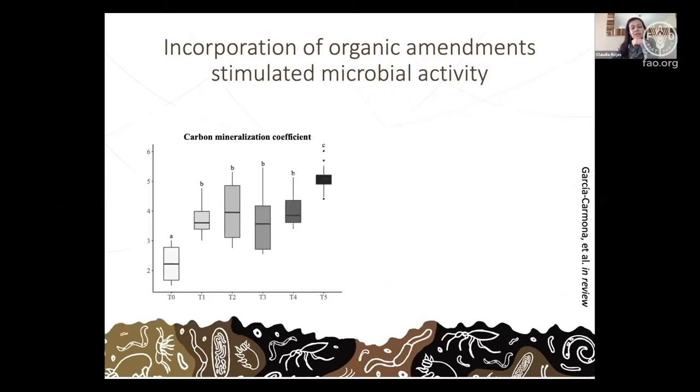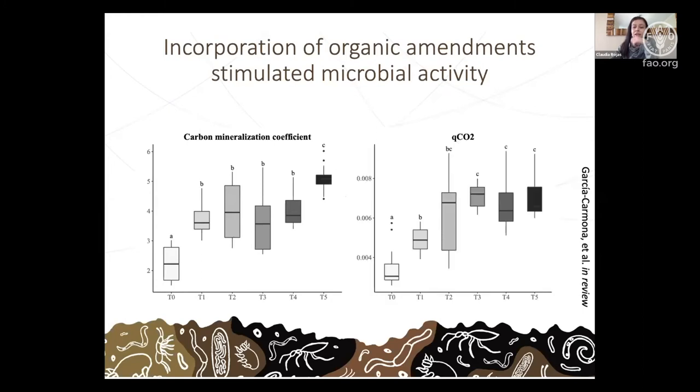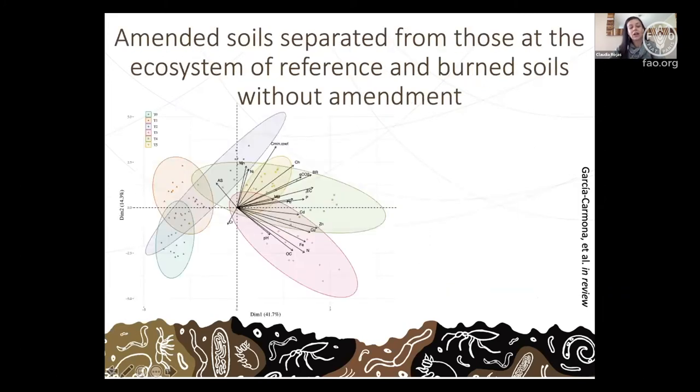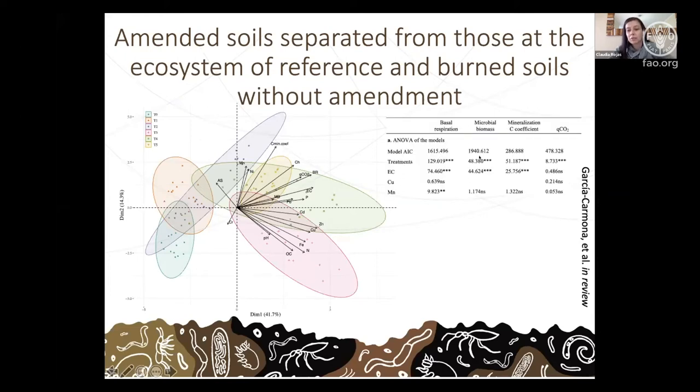So here, in terms of carbon mineralization and metabolic quotients, we do see again the same thing. The fresh organic material is activating the soil more than the compost material. So this is something that we need to take into account. And this is the last of the results. We do see that the organic amendment soils separate apart from those that did not receive amendment. This is the burn soil and this is the control.